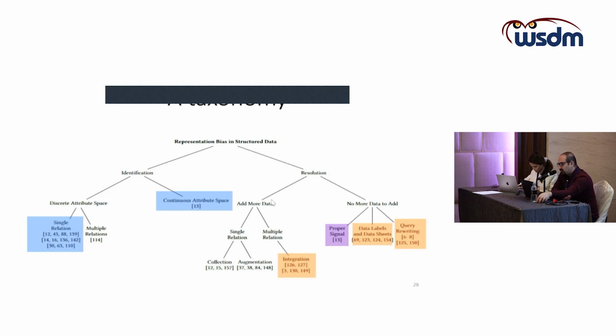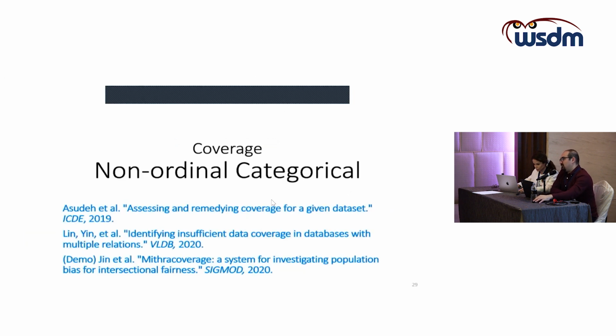In the rest of this part of the tutorial, I'm going to focus on the two blue lines. So that is identifying representation bias on continuous attributes and discrete attributes on a single data set. In this tutorial, we touch upon the orange rectangles, which is integration, data labels, and query rewriting. We may also talk about the proper signal generation, depending on if time allows. Okay, so let me begin with the very left branch of the taxonomy, which is coverage on non-ordinal categorical data.